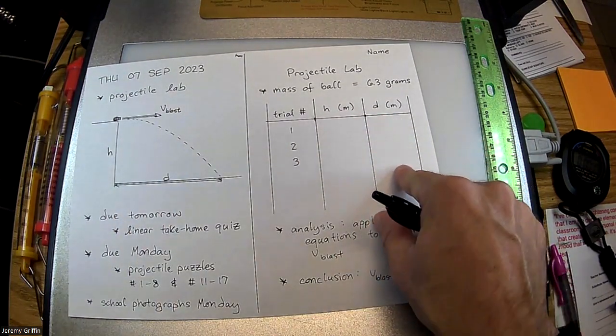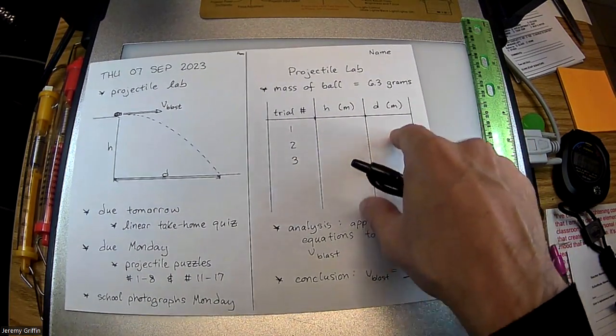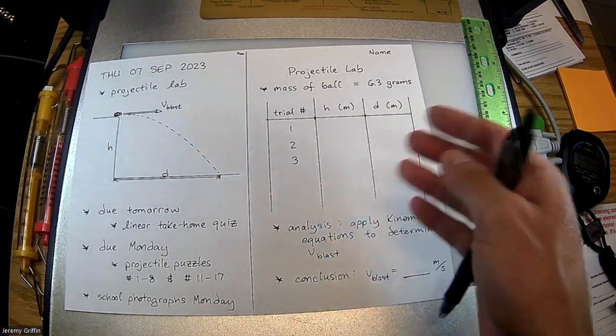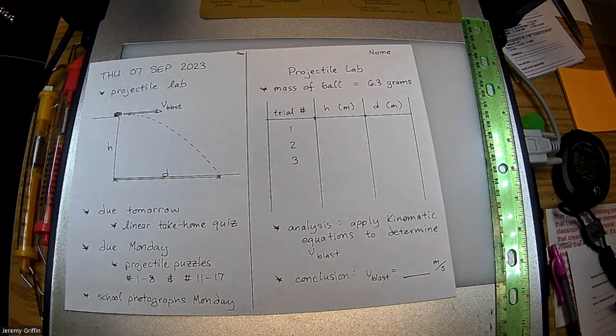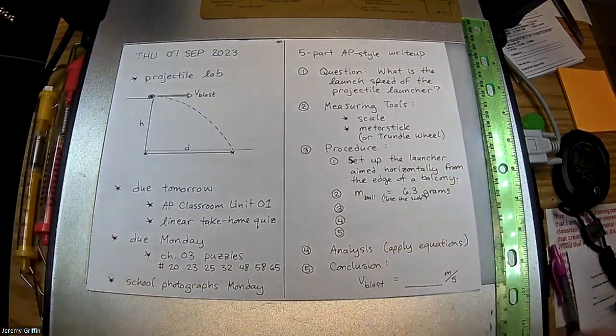I don't expect it to be wildly different, maybe plus or minus a few centimeters. That could be the entire table. There's no independent variable in this one. You're just gonna blast it a few times to see where the ball lands, and then run those kinematic equations and figure out what is the launch speed. Are we good so far?